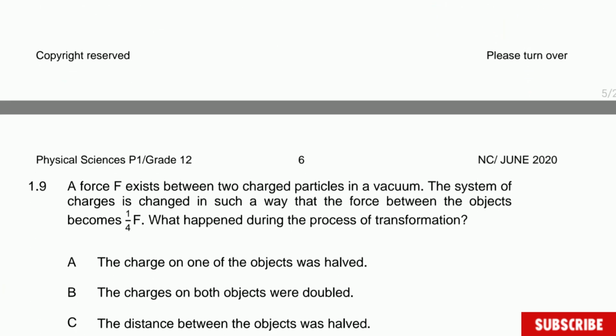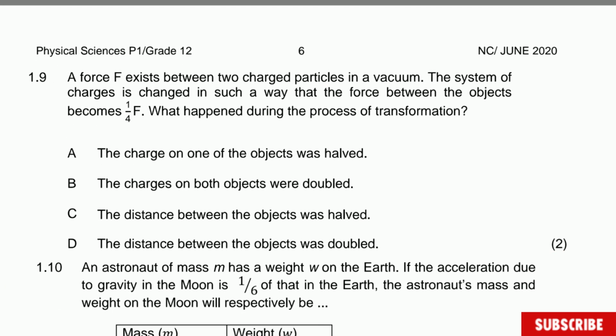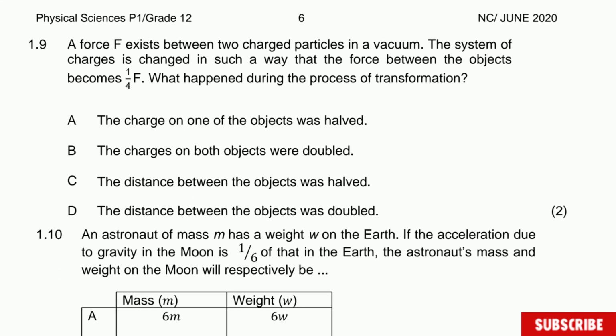We have two more to go. We're almost there. So question 1.9 says a force F exists between two charged particles in a vacuum. The system of charge is changed in such a way that the force between the objects becomes 1/4 F. What happened during the process of transformation? And this one is a very good question. There is a question very much like this one that we answered in previous videos, where they also made changes. It's a very good question here.